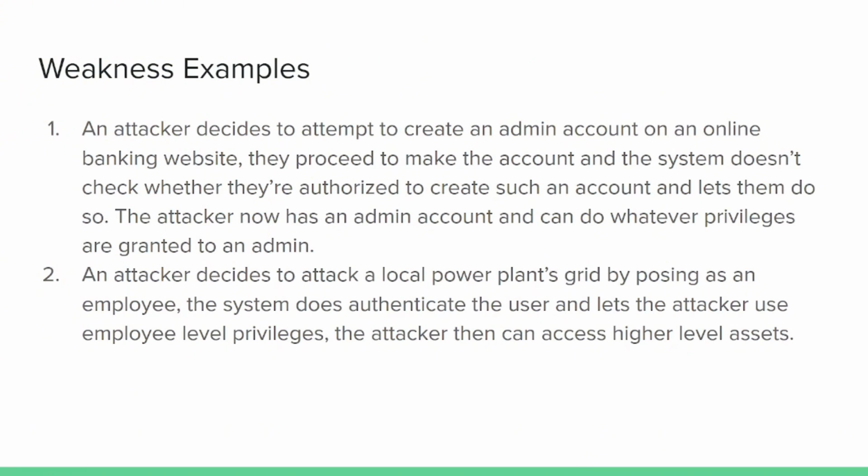The second example would be an attacker deciding to attack a local power plant grid by posing as an employee. The system, again, doesn't authenticate if the user's allowed to do so, and lets the attacker use employee-level privileges, which could lead to power outages as they decide to mess around.